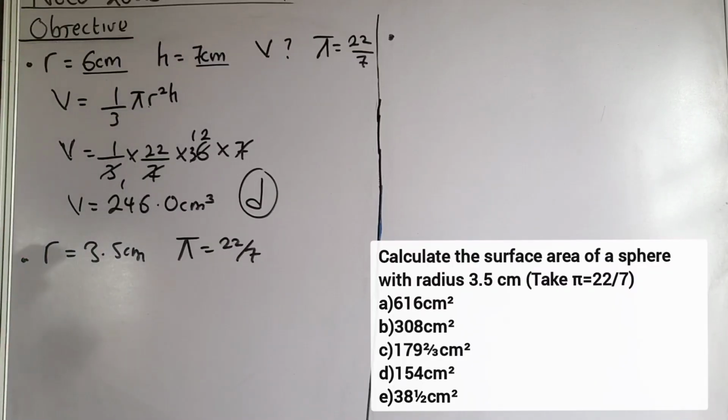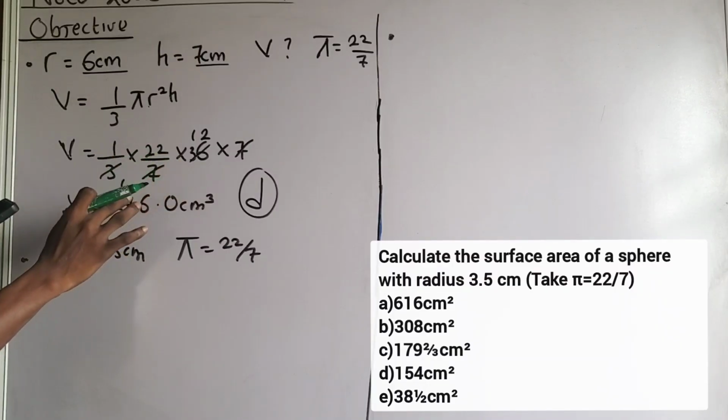Now listen to me carefully. Anytime you are not given pi in a mathematics question, make use of 22/7. Don't use the approximated value. Let's say for example, in this question you are not given the value of pi, make use of 22/7. But if you are given 3.5, wait, I think there is a mistake in this question.